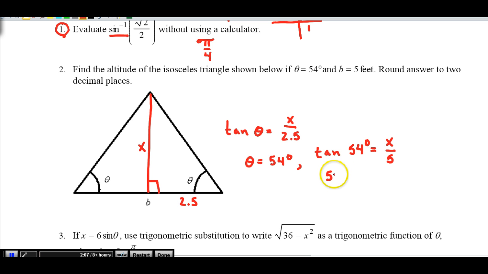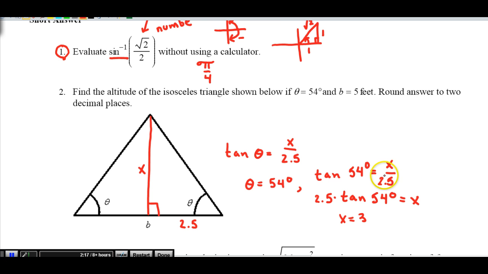So 5 times the tangent of 54 degrees is equal to x. I realized I made a mistake here. This is 2.5, not 5. So x in this case is 3.44. And that is the answer.